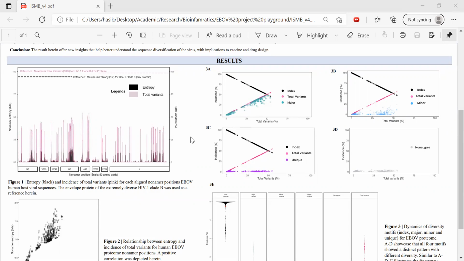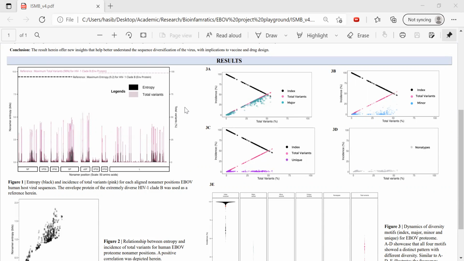Higher entropy values indicate higher diversity, and the lowest entropy value of 0 indicates complete conservation. Total variance is defined as simply 100 minus the incidence or frequency of the most common sequence, which we refer to as the index. For example, let's say if a position has a predominant sequence or index with an incidence value of 90%, then the total variance incidence at that position would be 10%.